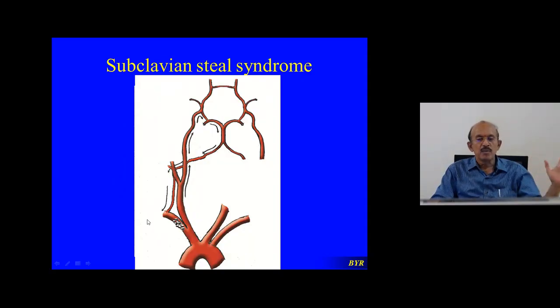And the upper limb will have no pain. But because the circle of Willis is being deprived of blood supply, the patient feels dizziness, a reeling sensation. Sometimes he may even faint. This is called subclavian steal syndrome. Steal means to take away.